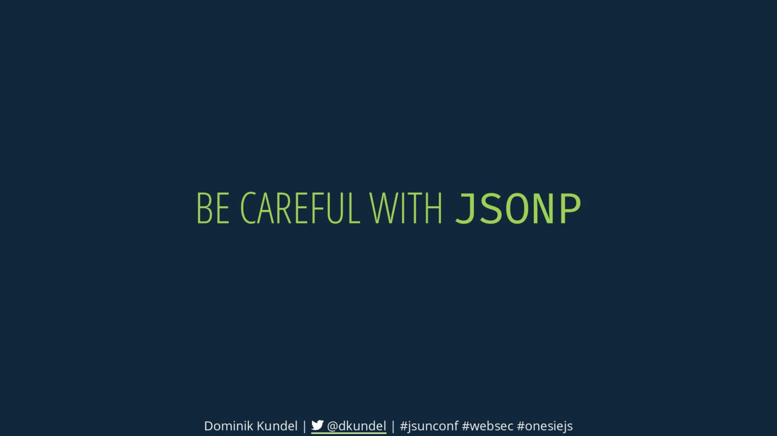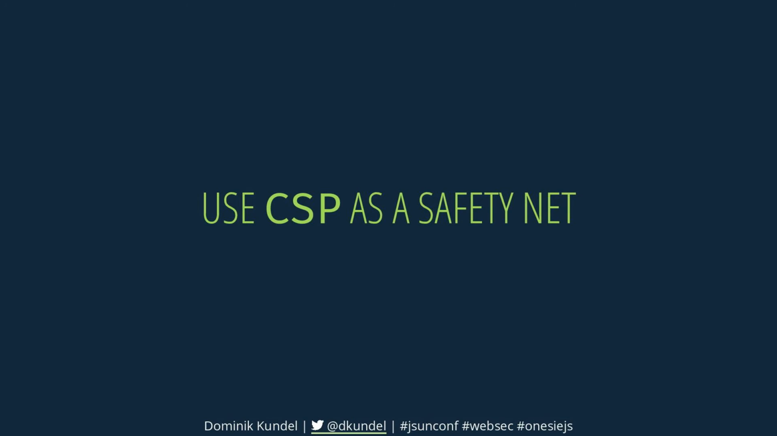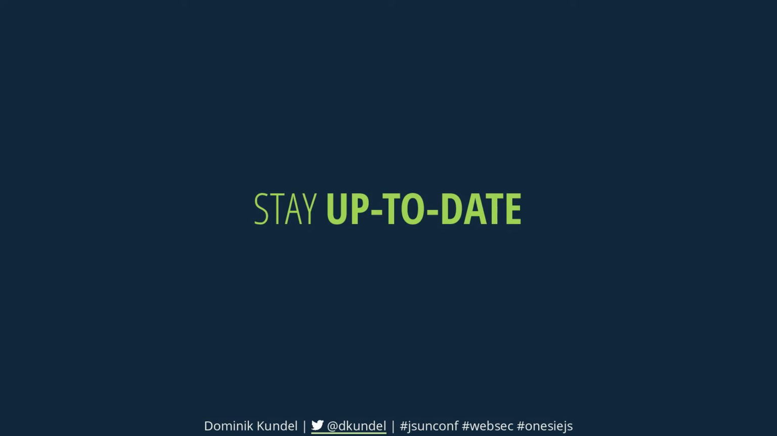Be careful of JSONP. A callback should never contain anything that isn't a word character. In theory, never even a number, because you could start encoding things. So just have only word characters in there. Use CSP as a safety net, because it's really helpful. And most importantly, stay up to date, because if your dependencies have vulnerabilities, you can have the most secure code on your side, you will still be vulnerable.